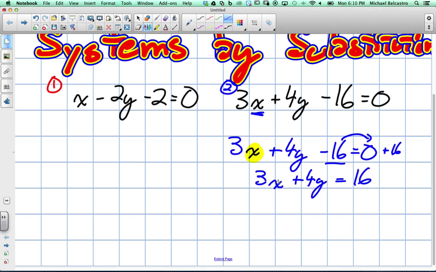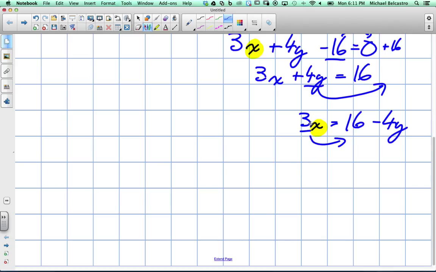Next step, we're still trying to isolate for x. Let's move 4y to the other side. When I move 4y to the other side, what will it become? Negative 4y. That's right. So we have 16 minus 4y. And finally, we still got to isolate for this x here. So how do I get rid of that 3? If I move that 3 to the other side, what does it become? Well, it's actually multiplication here. Yeah, so it would be everything divided by 3. That's right. So we have to divide.